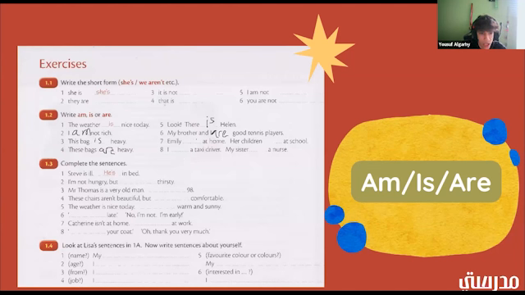Number 7. Emily, blank at home. Her children, blank at school. So Emily is at home and her children are at school. Number 8. I, blank a taxi driver. My sister, blank a nurse. So I am a taxi driver and my sister is a nurse.